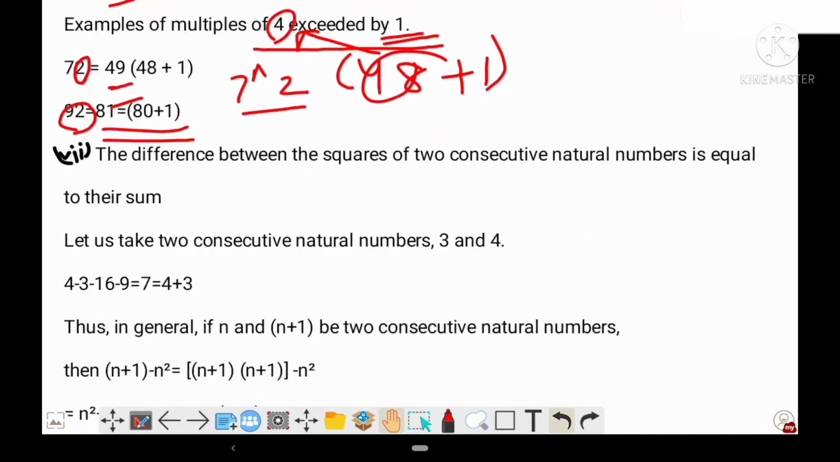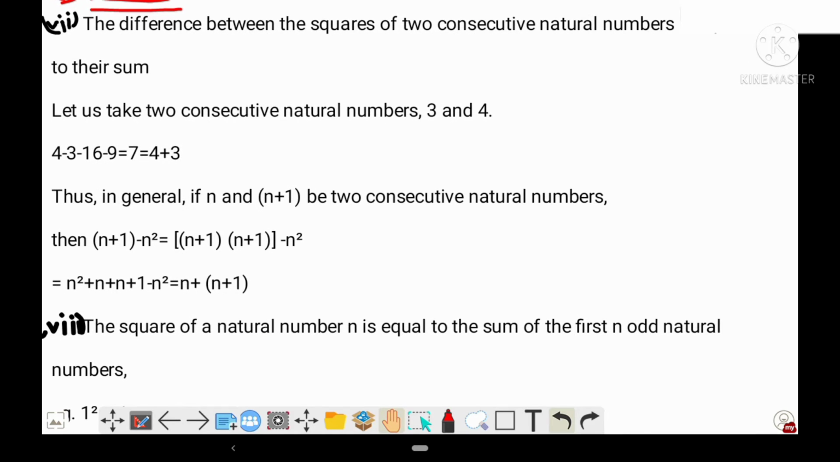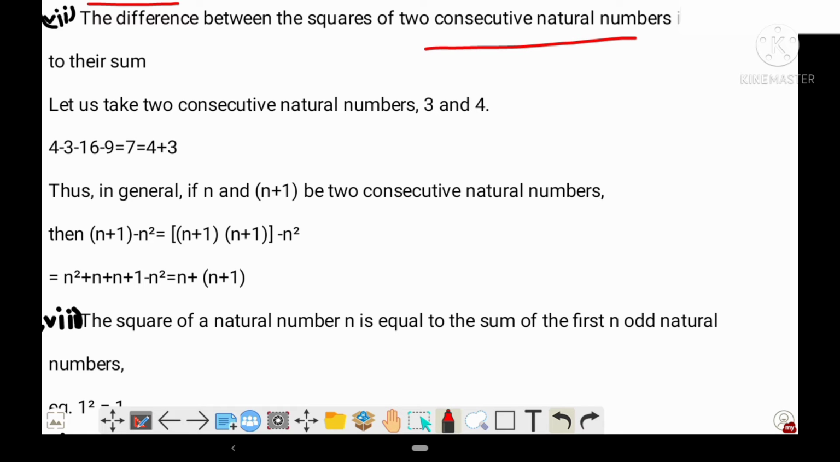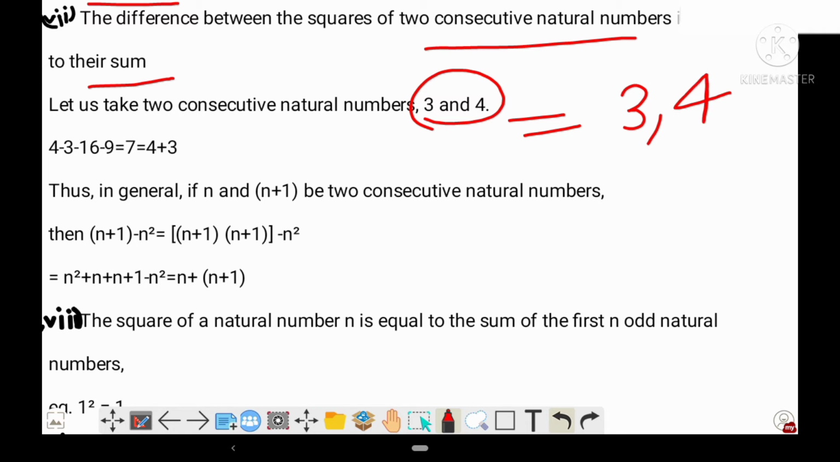Now the next thing is: the difference between the squares of two consecutive natural numbers is equal to their sum. It means consecutive natural numbers are numbers that follow each other. So here you have been given the example 3 and 4. Of course 4 follows 3, right? And if you see their squares, 9 is the square of 3 and 16 is the square of 4, right? So if you subtract them, you get 7.